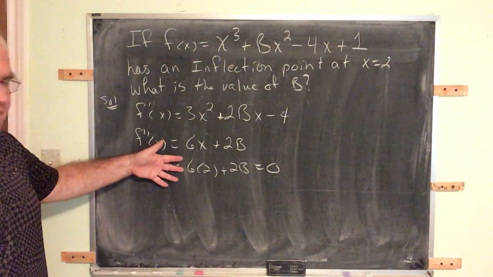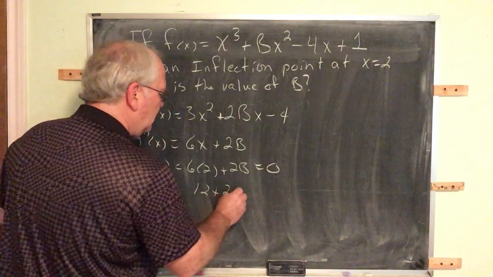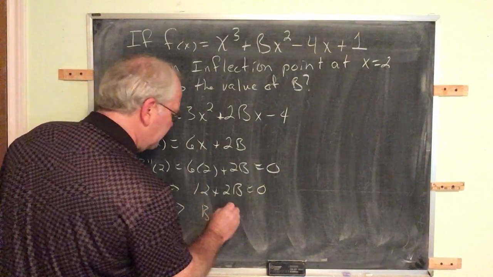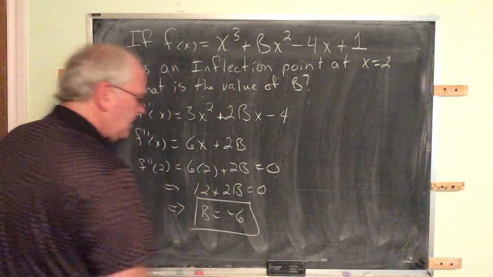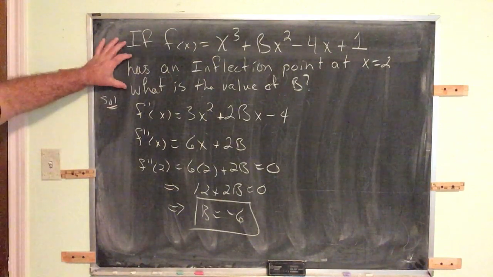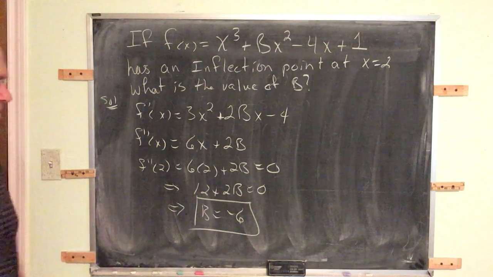And what's left is to solve this for b. So this implies that 12 plus 2b is equal to 0. And it's not too hard to see b is equal to negative 6. And so the value of b, in order for this function to have an inflection point at x equals 2, is b equals negative 6.